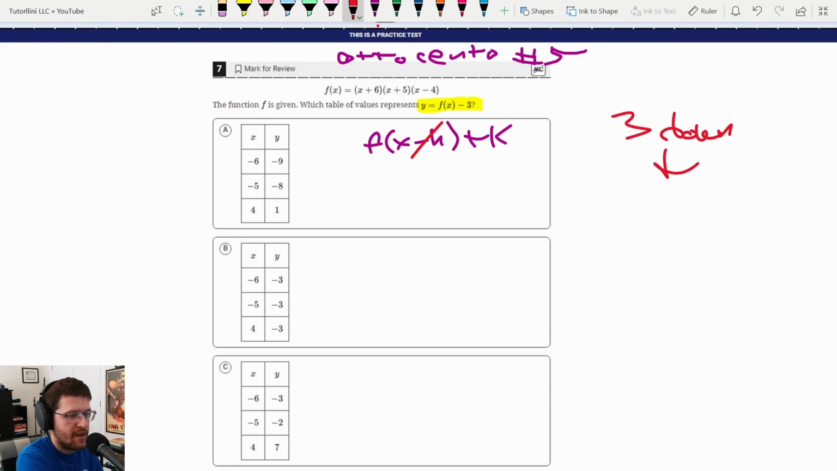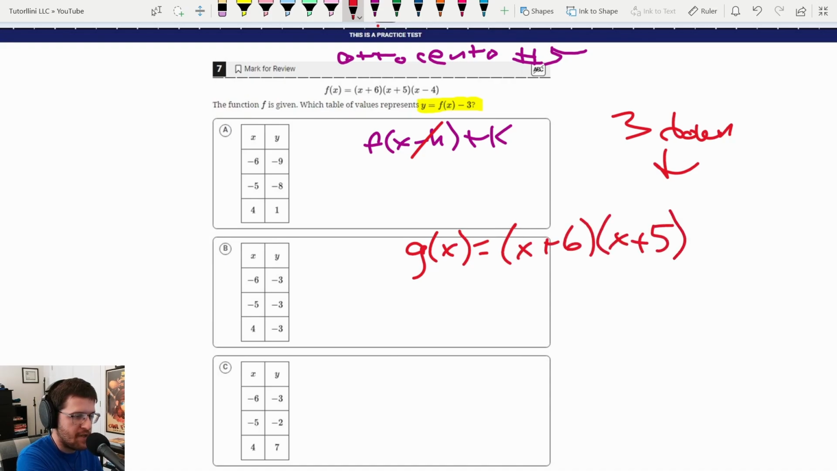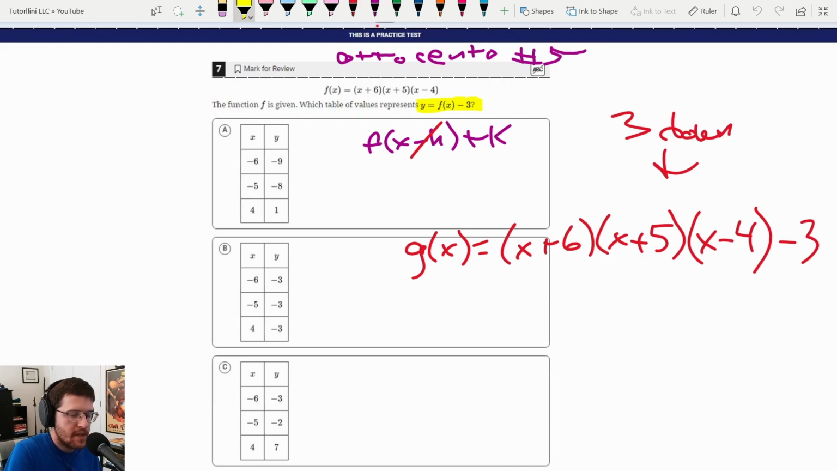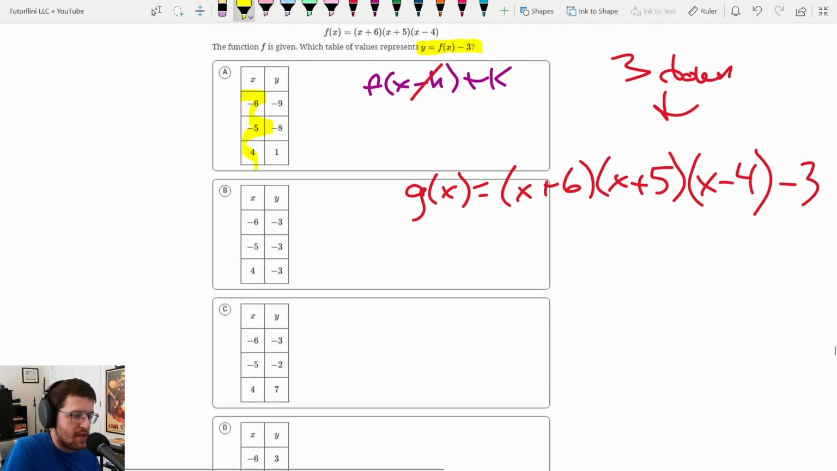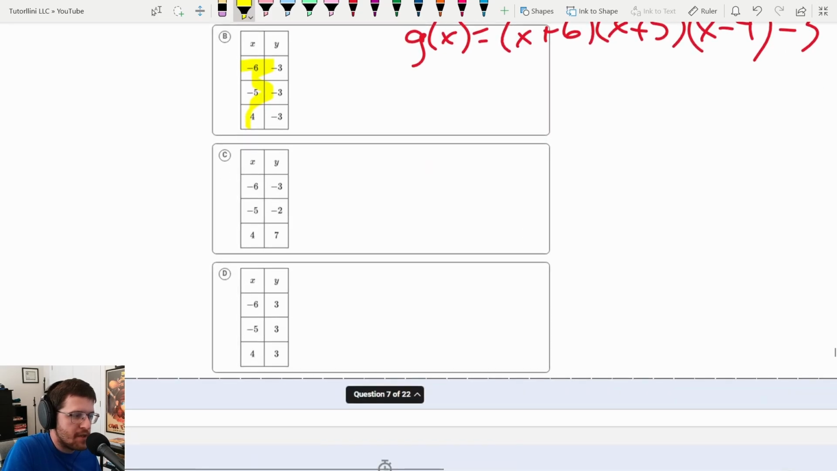So let's write that expression. I'll call it g of x is equal to f of x, which is just (x plus 6)(x plus 5)(x minus 4). And then it says after f of x, do a -3, so I'll write -3. Now you kind of see for all these -6, -5, and 4, that all of these tables have those same values, -6, -5, and 4.